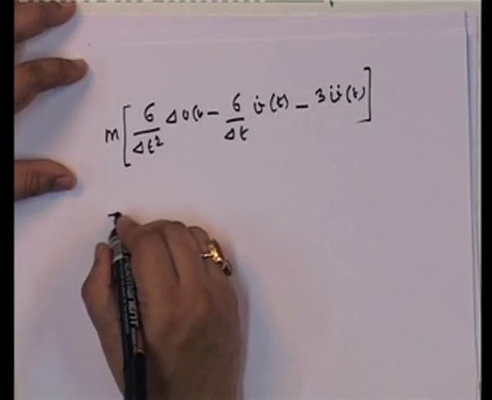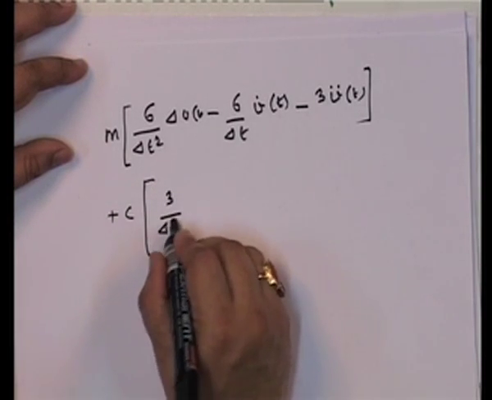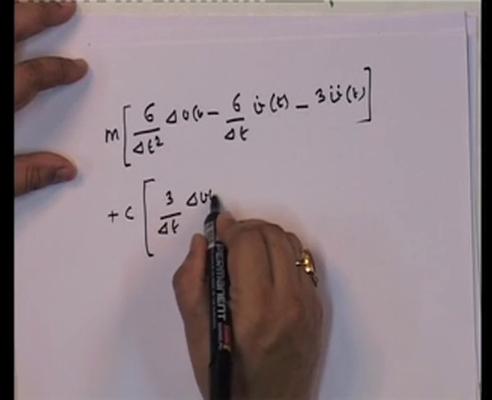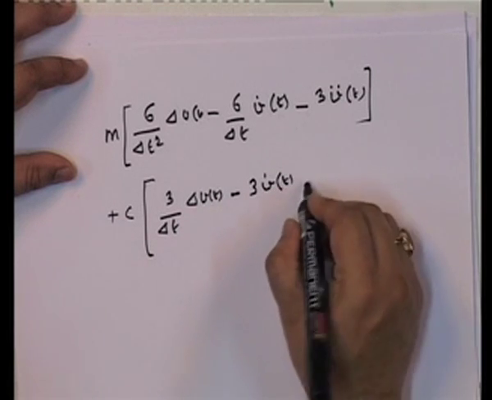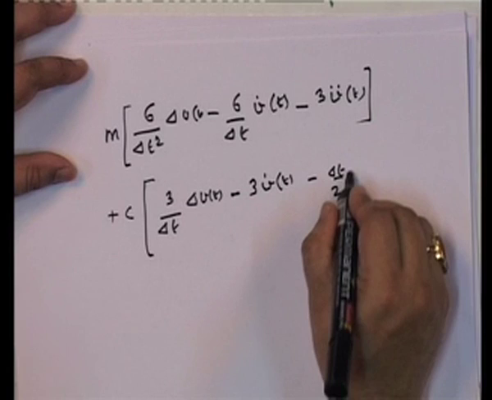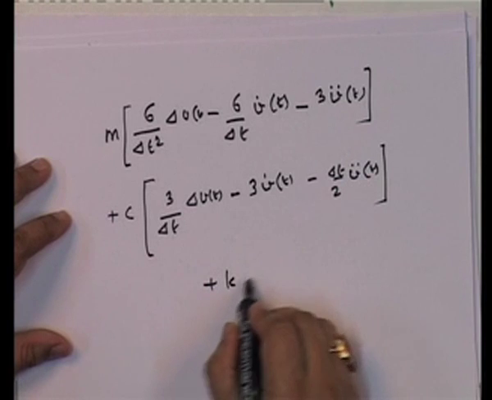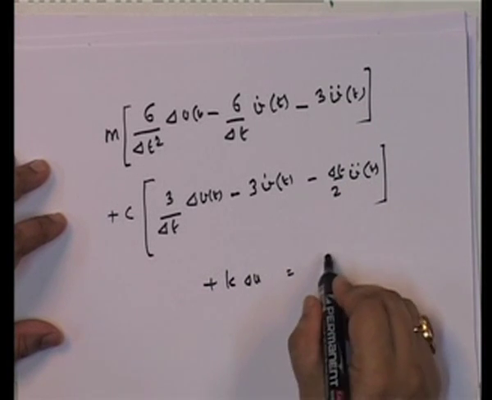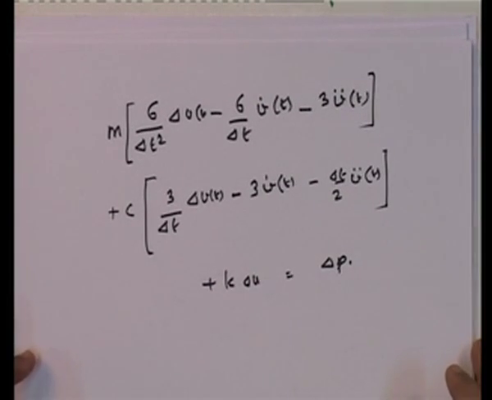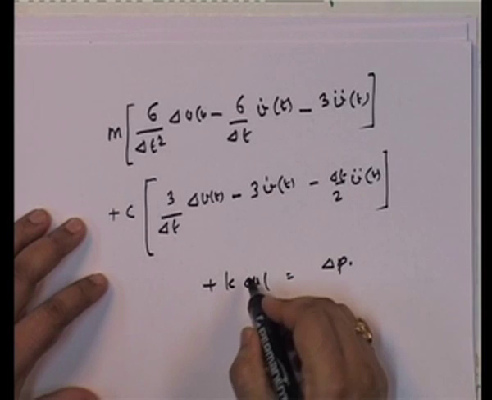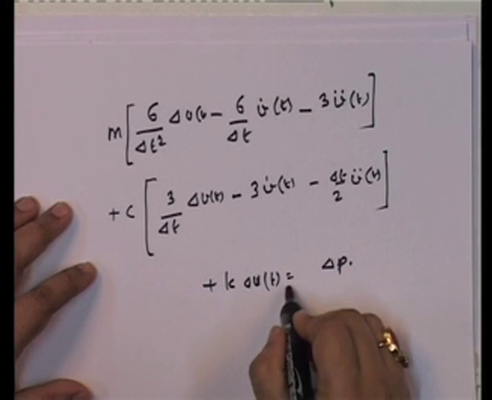Okay. Then plus c into, now I am going to put delta v dot. So, that is equal to 3 upon delta t into delta v at t minus 3 v dot of t minus delta t by 2 v double dot of t, plus k delta u is equal to delta p. Okay. Now, what I am going to do, this is delta v of t.